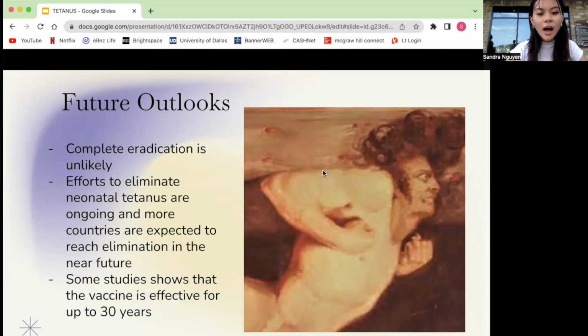And then I also read something interesting where some studies show that the tetanus vaccine is actually effective for up to 30 years, not 10 years. So instead of having to get the booster every 10 years, there may be a possibility in a change of the schedule where people will only need to get it about 2 or 3 times in their entire life. So that's pretty cool, and it'll make things cheaper.